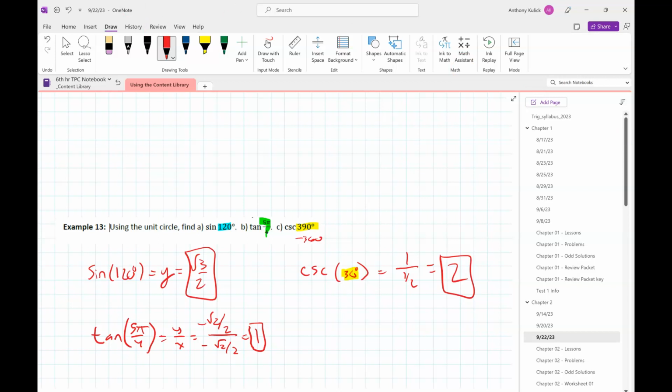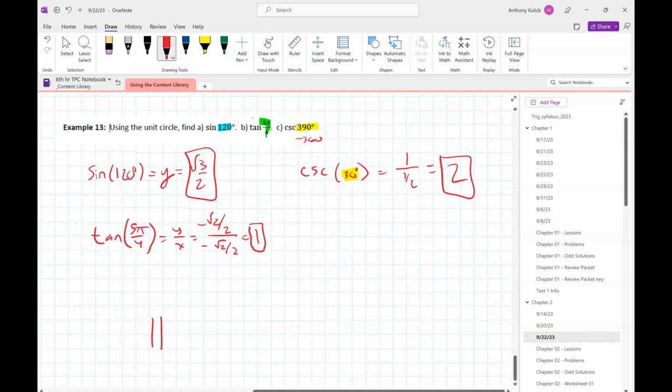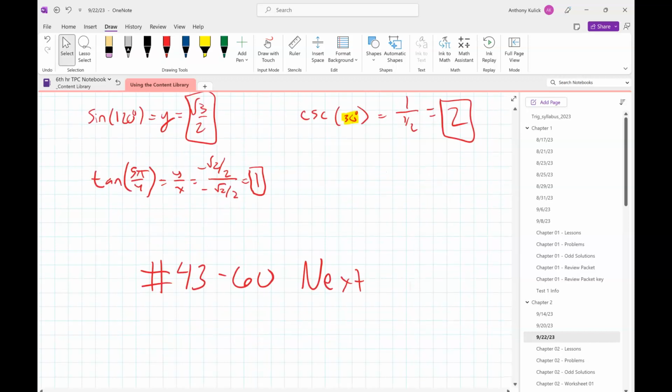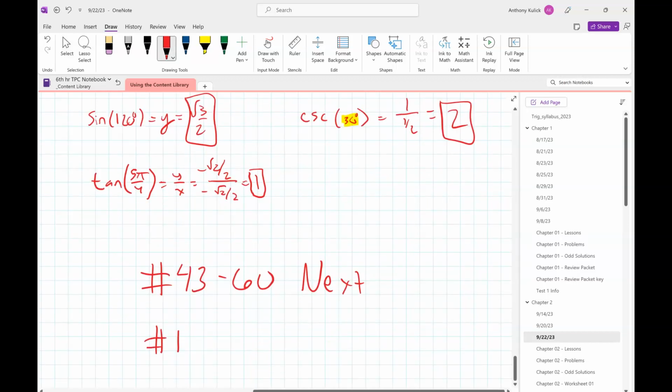That feels like a good place to stop. Here's the unfortunate part, is at this point, you guys should be able to do the rest of the problem set. When is this due, though? Next Sunday, not this Sunday. What is due this Sunday? Yeah, so you have 1 through 42 would be due this Sunday.